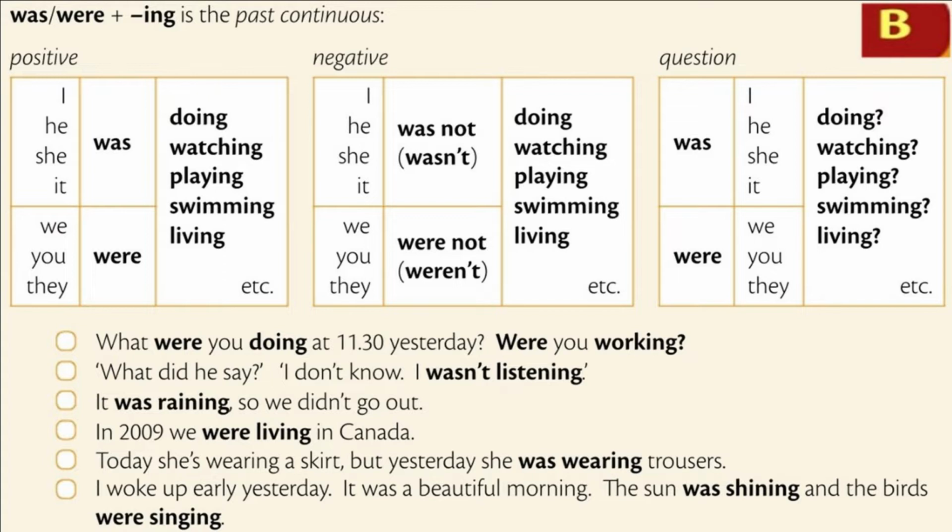Now, some examples of question sentences. Was I doing? Was I watching? Was I playing? Was I swimming? Was I living? Was he doing? Was he watching? Was he playing? Was he swimming? Was he living? Was she doing? Was she watching? Was she playing? Was she swimming? Was she living? Was it doing?